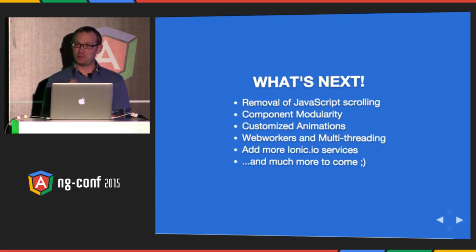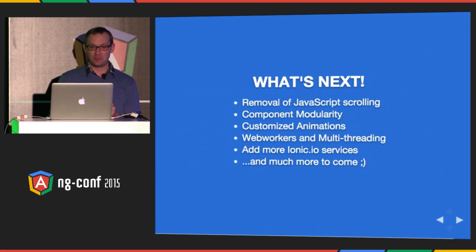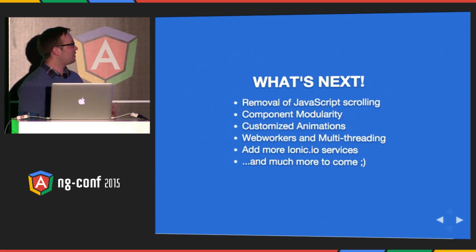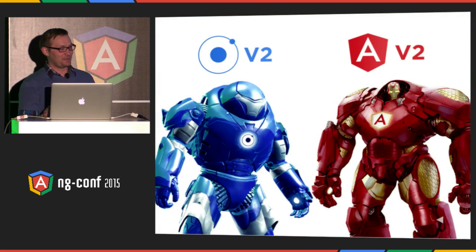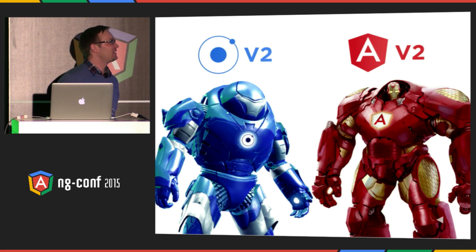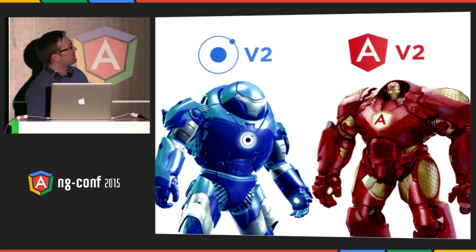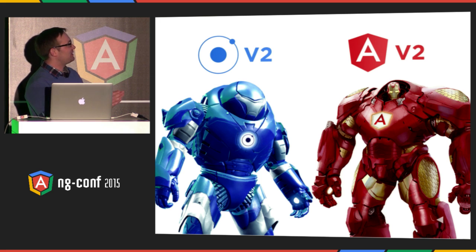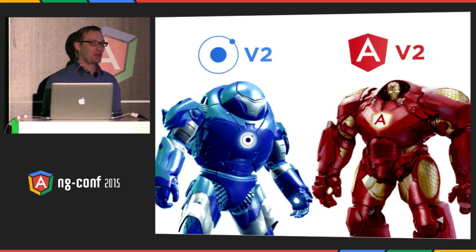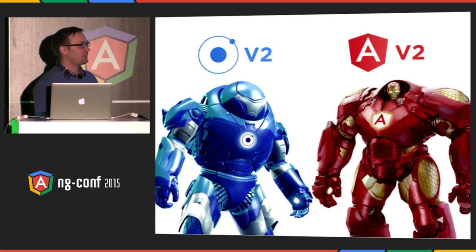There's so much more coming, such as removing JavaScript scrolling when possible, more component modularity, more Ionic I/O services, and so much more to come. And before you start asking, and many have, yes, absolutely, Angular 2 with Ionic. We're absolutely going to do that. We've already been starting to work with the Angular team a little bit on that, and I've been so impressed with it. The performance improvements we're getting from it are amazing. So before anyone starts asking me, absolutely, we're going to do that. But do know that we're still going to support version 1 and the apps you're building today.